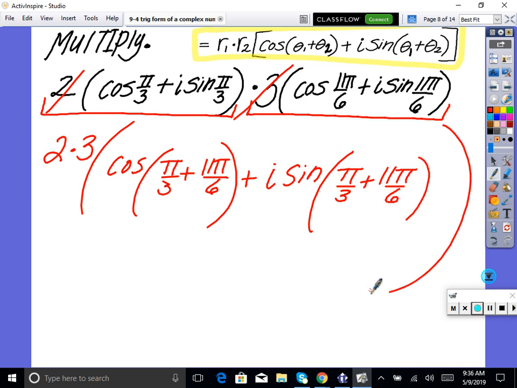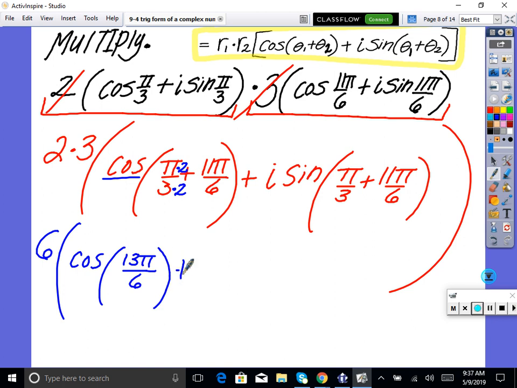So now let's actually do that. We have to actually calculate that. So now what you're going to do is get a common denominator. So let's times by 2, times by 2. Good, so we have a 6, parentheses, we have the cosine of 13 pi sixths plus i sine of 13 pi sixths.